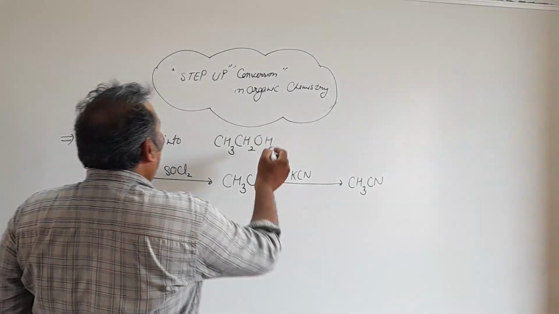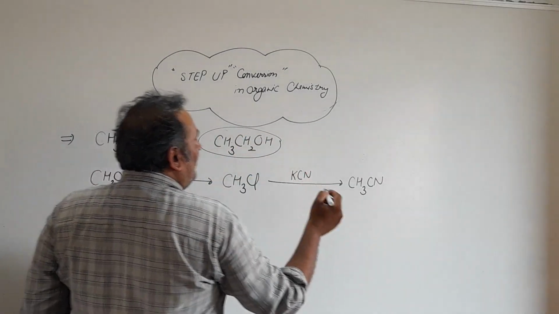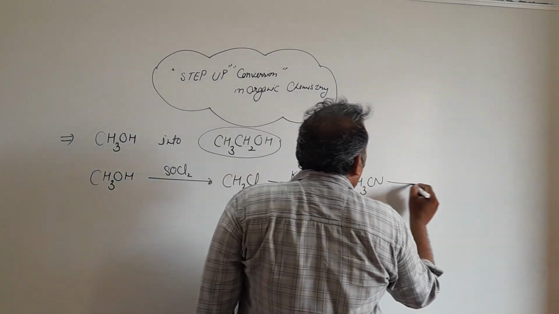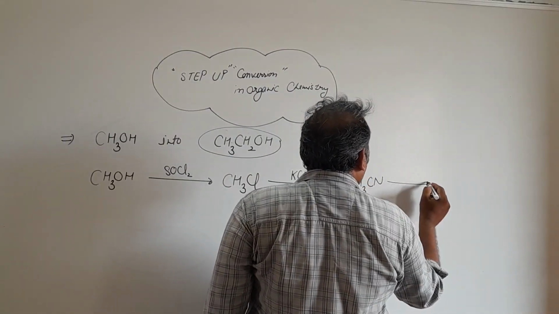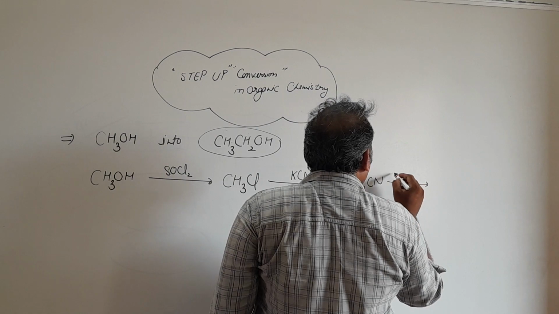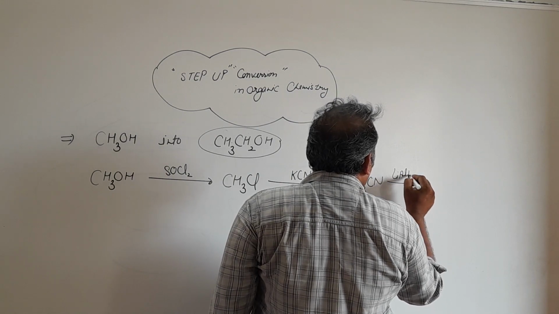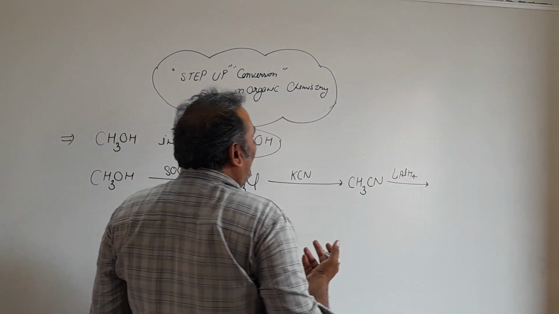So we have increased the number of carbons. But we want to prepare alcohol. It's okay, we can reduce it. How can we reduce it? With LiAlH4, lithium aluminium hydride.